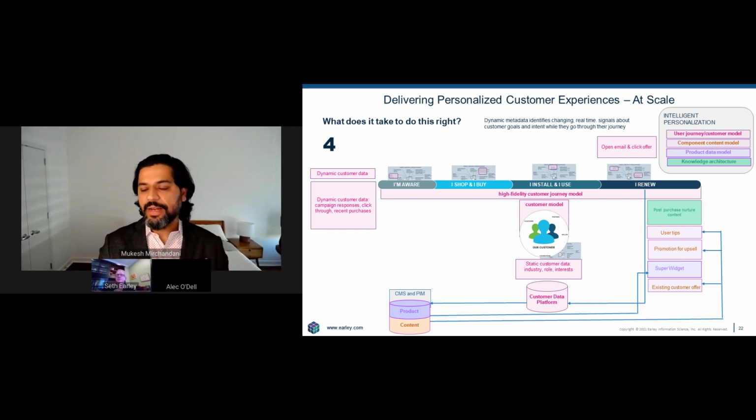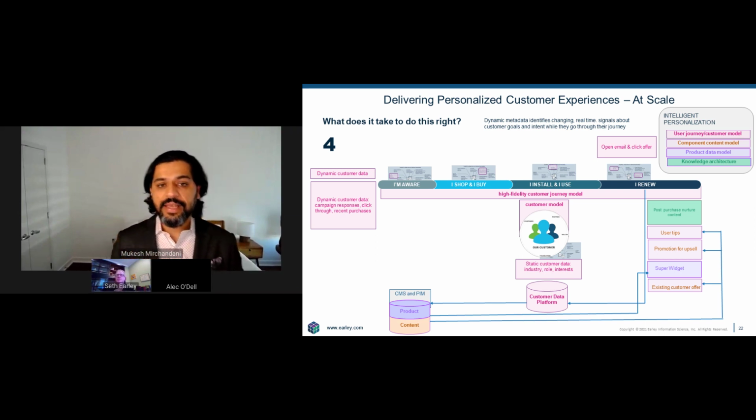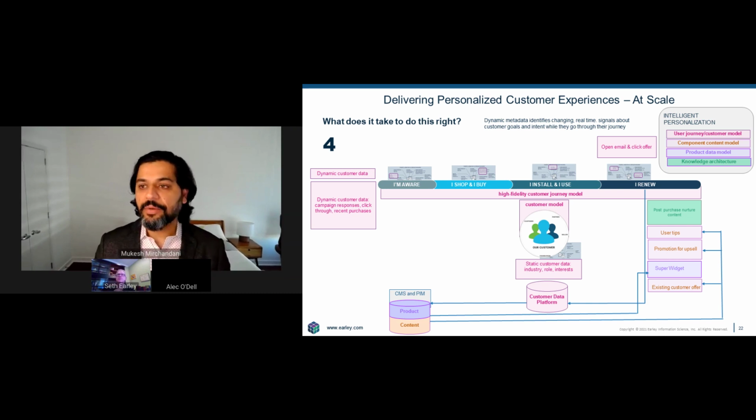Their orders are a very important part of their customer profile. So make sure that when you think about personalization, define what those important data elements are. But this is absolutely accurate. I think intelligent personalization is the way to go.